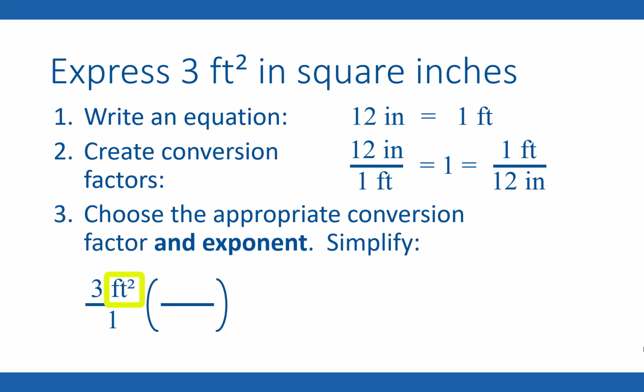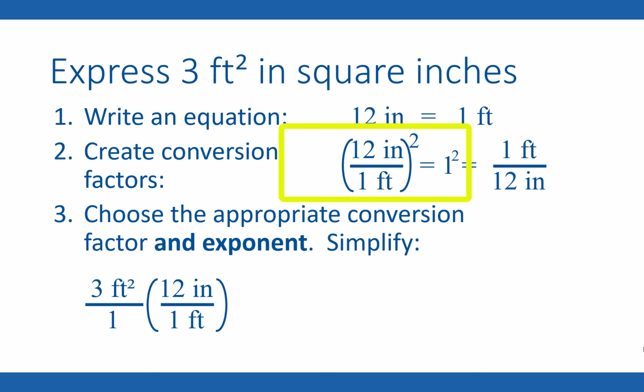The feet that we want to cancel out are in the numerator, so we need the conversion factor that has feet in the denominator. This still doesn't allow us to cancel out the feet, because we have square feet in the numerator, and the feet in the denominator are not squared. Remember that each conversion factor is equal to 1. And 1 squared is still 1, so we can square the conversion factor without changing its value.